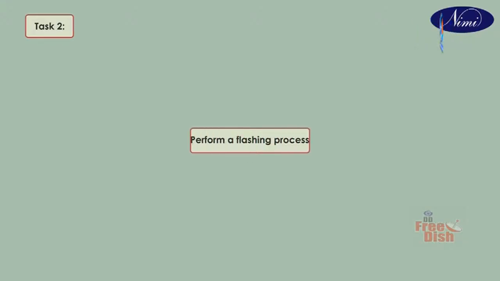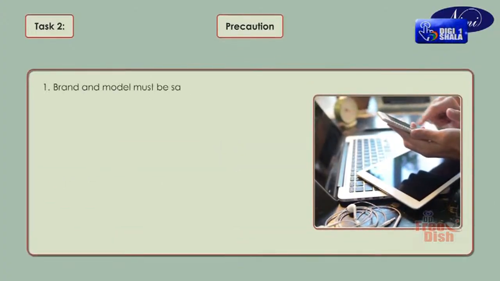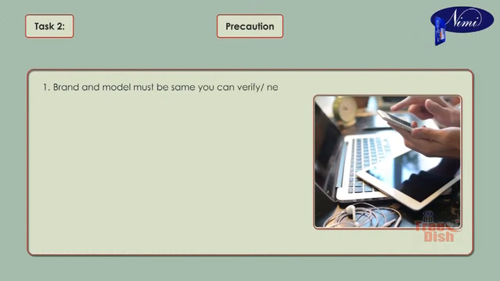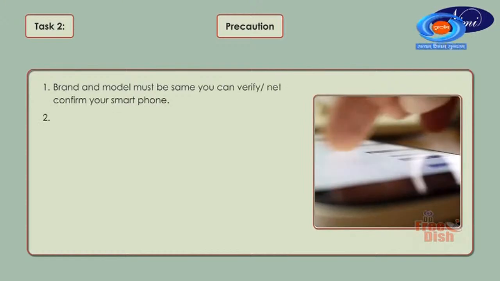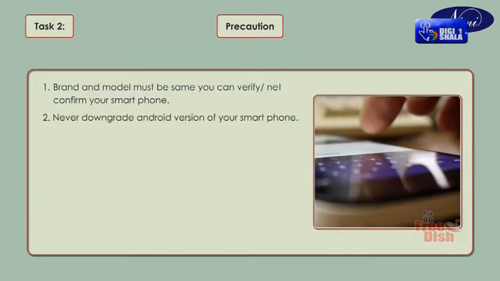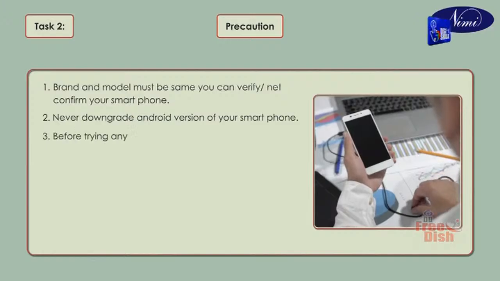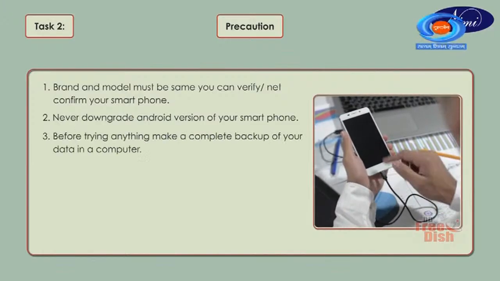Task 2. Perform a flashing process. Precaution. Number 1. Brand and model must be same. You can verify or net confirm your smartphone. Number 2. Never downgrade Android version of your smartphone. Number 3. Before trying anything, make a complete backup of your data in a computer.